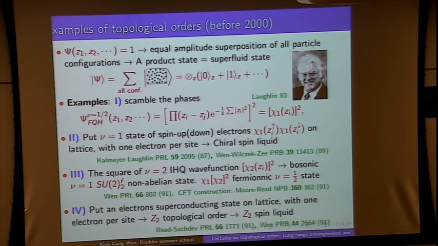And then you can follow a similar trend here. You can put an electron superconducting state on the lattice. You have electron superconducting states, you put them on the lattice, then put in a constraint of one electron per site. Somehow magically, this wave function becomes a so-called Z2 topological order. Again, this is one of the early constructions of topological order, which is different from the chiral spin state. Again, this is for a quantum spin liquid. They call it the Z2 spin liquid. Later I will try to explain this.